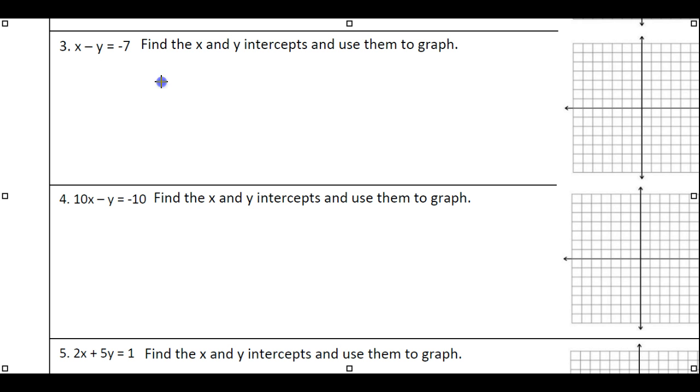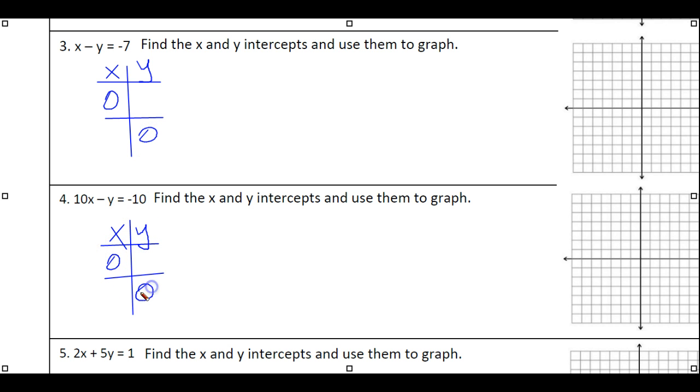All right, we'll use the same technique. X and Y intercept t-chart. And we'll give you a moment. So here, if X is 0, a positive Y will be 7. And if Y is 0, X equals a negative 7.